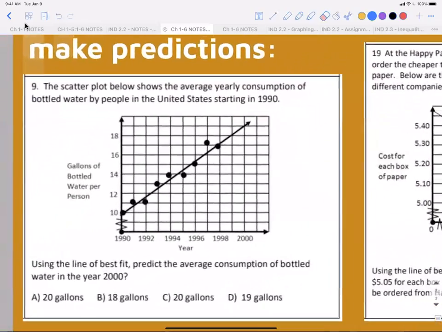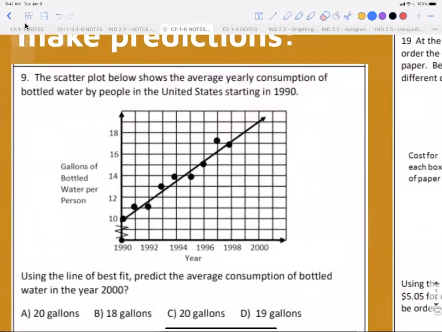So if we use this one as an example, first, anytime you see a table, look and see what each axis represents, kind of what story the table is telling. So in this one, we've got the average yearly consumption of bottled water by people in the US starting in 1990. So you've got your years down here, right? And then you've got the gallons of bottled water along this side.